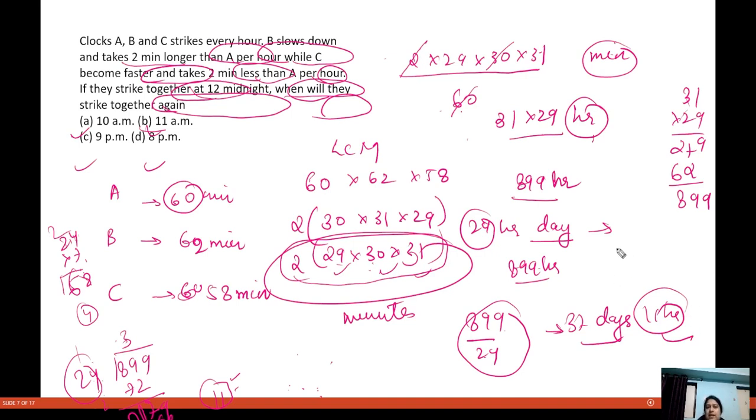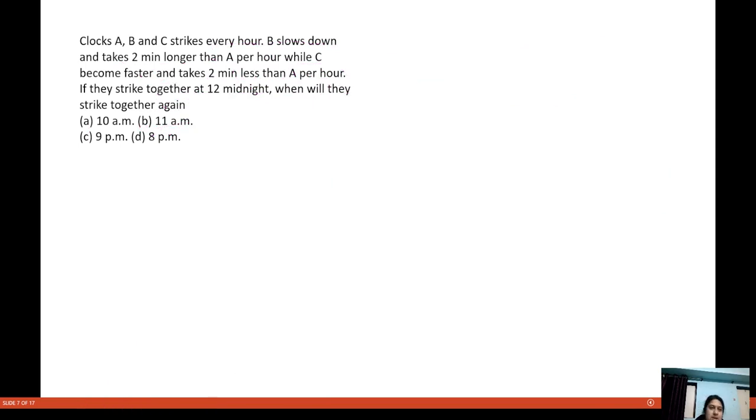Now 37 days means 12 to 12 each day they are not meeting, but on the 38th day at 11 a.m. they are going to meet. Because 12 midnight it is saying, so on the 38th day at 11 a.m. they are going to meet. See why this question became so cumbersome, because the calculation involved was more.